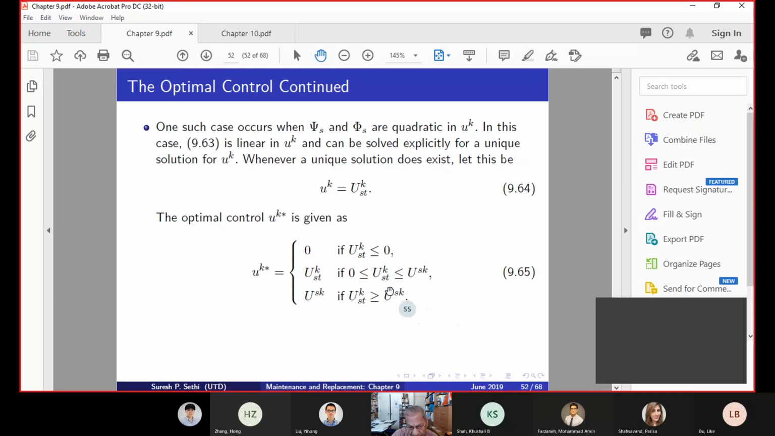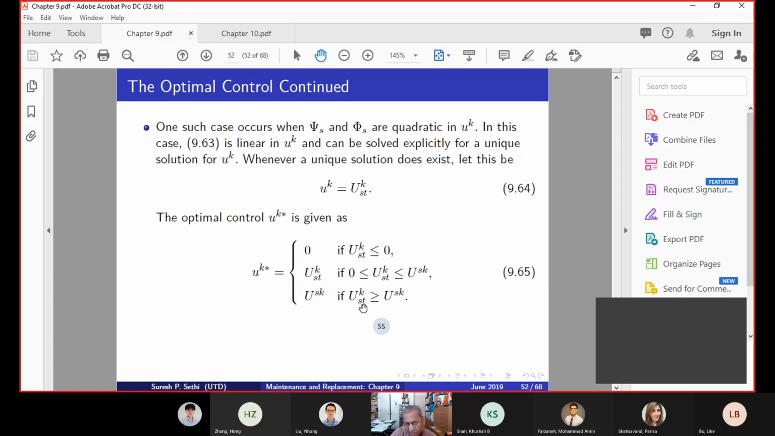But notice that optimal control depends on the boundaries. If this function is strictly between 0 and U sub SK, which is the upper bound on the control for that machine S and period K, then that is my control. If this function is less than 0, then my control is 0. And if this function is bigger than USK, then my control is USK.